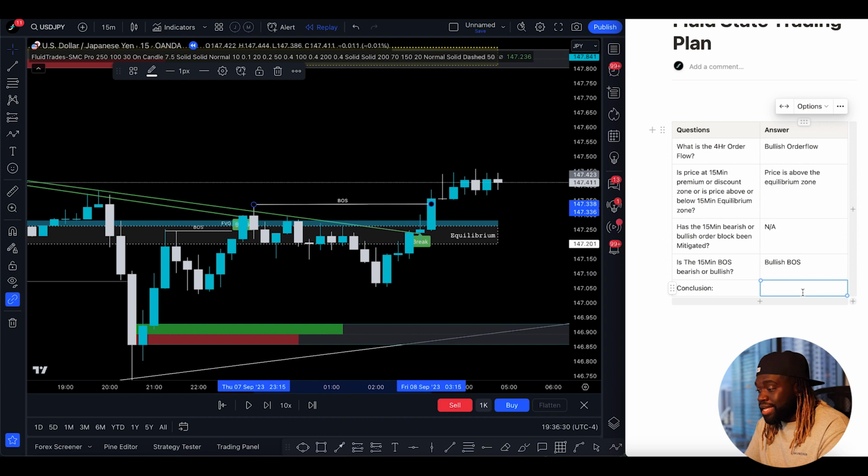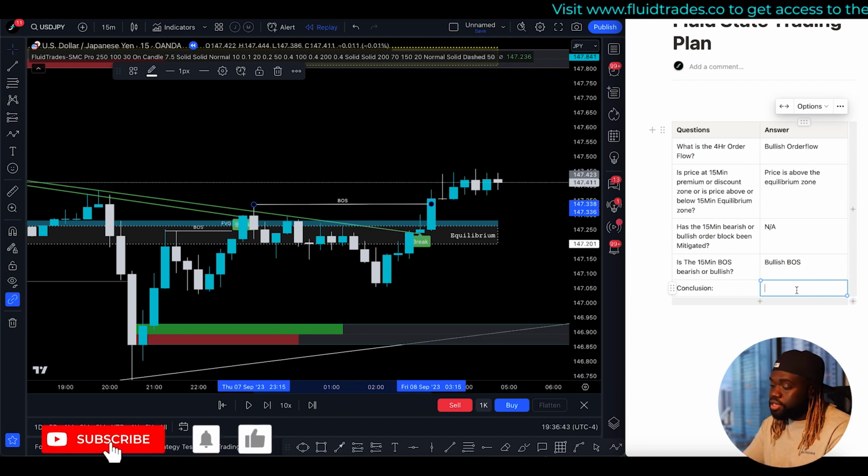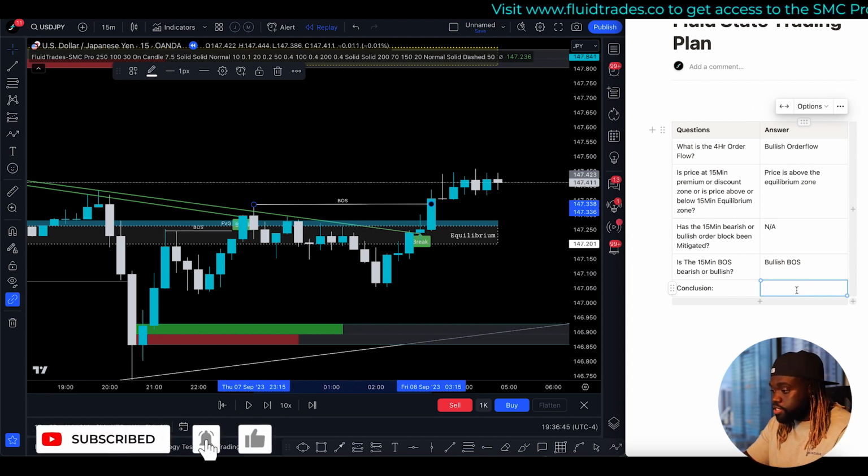Completely fine. Is the 15-minute breaker structure bearish or bullish? For me, guys, I am seeing bullish breaker structure. So now I'm looking for nothing else but bullish entries, right? So my conclusion would be in this analysis.